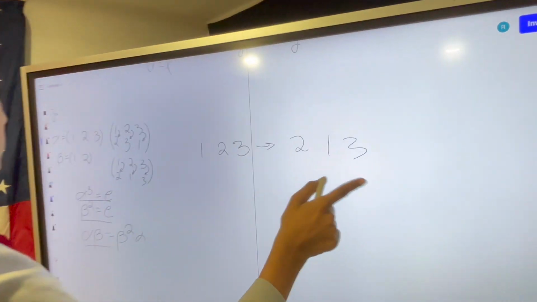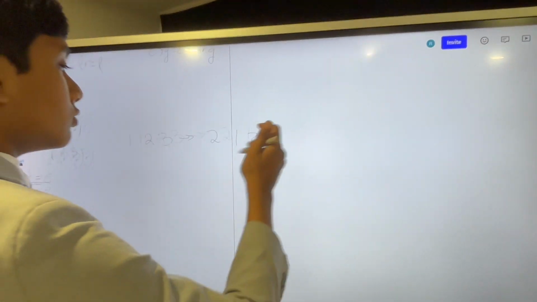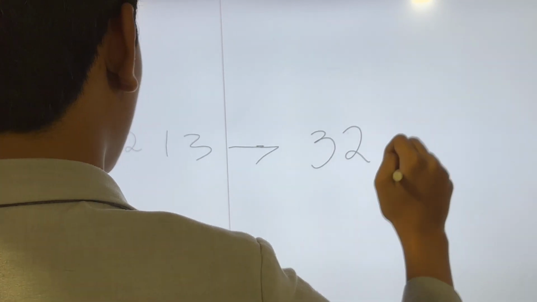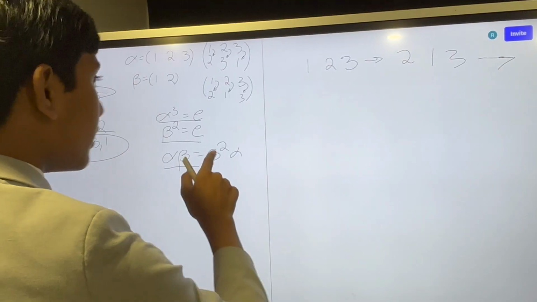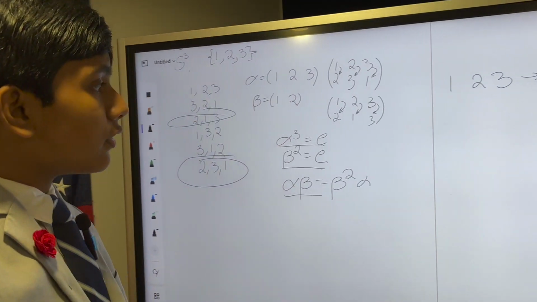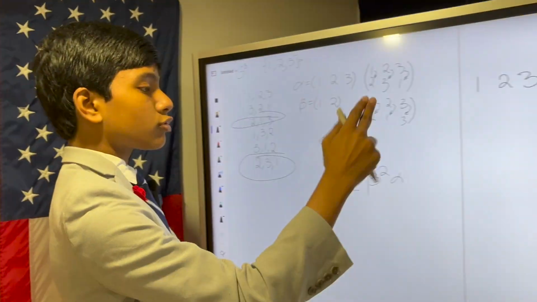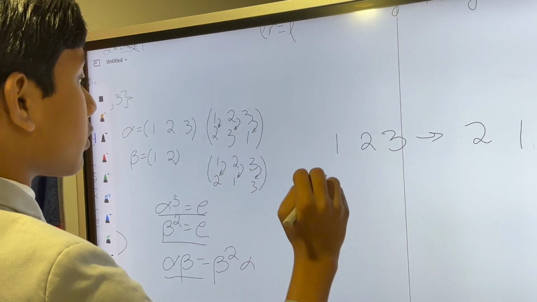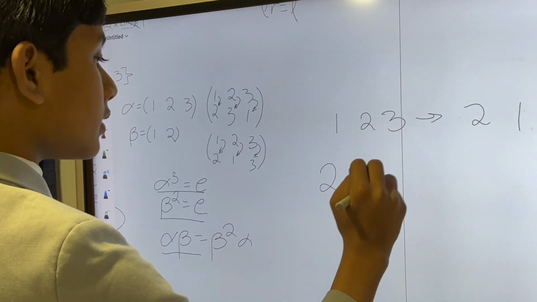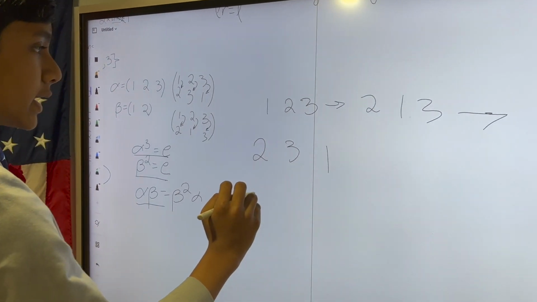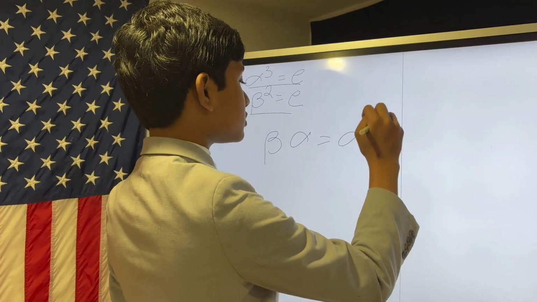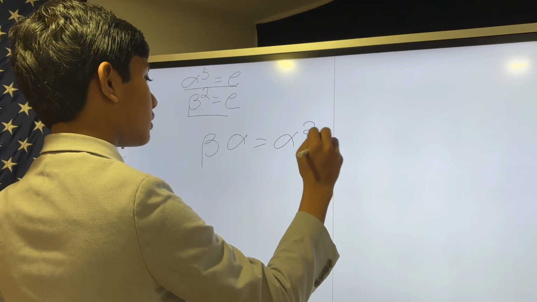And then we permute those to get 3, 2, 1 via alpha. And then for beta squared alpha, all we're doing is we're transposing twice. So first, we're taking 2, 3, 1, and then we're transposing twice. Beta alpha is equal to alpha squared of beta.